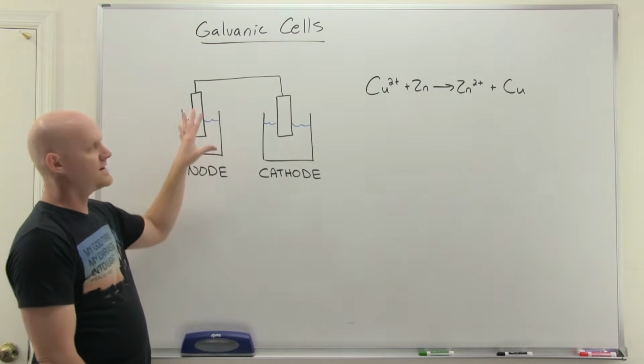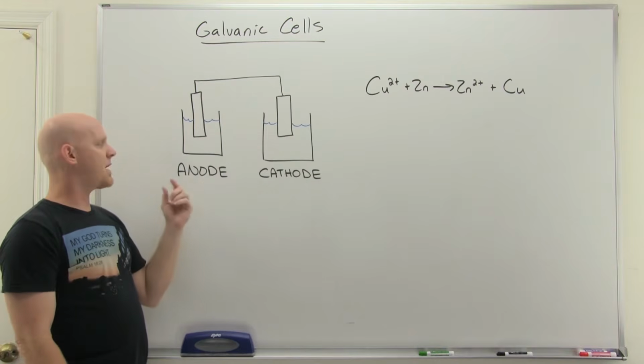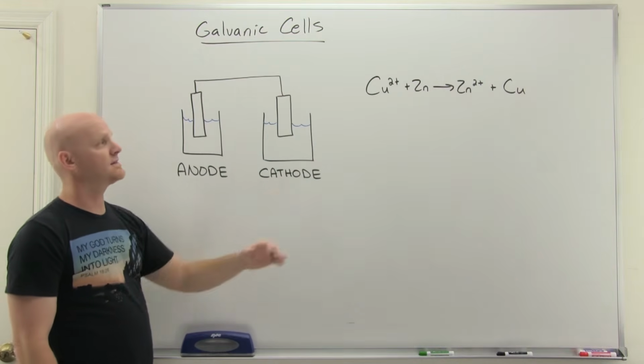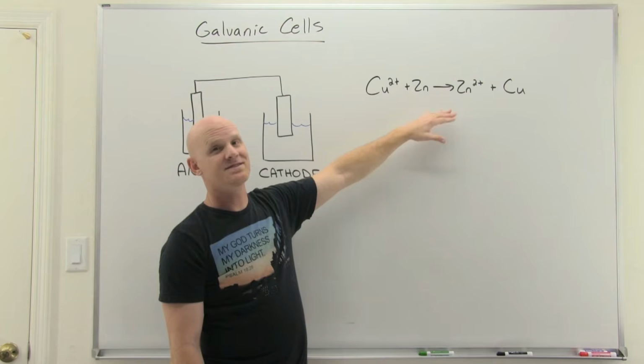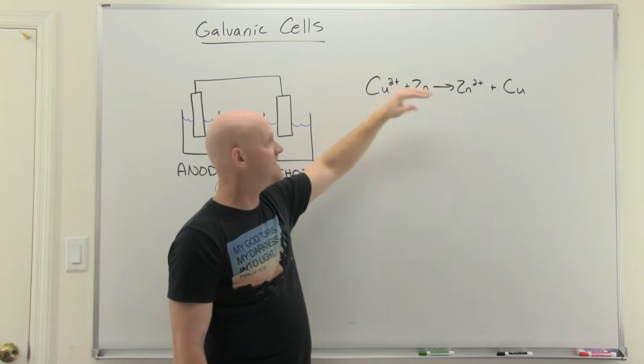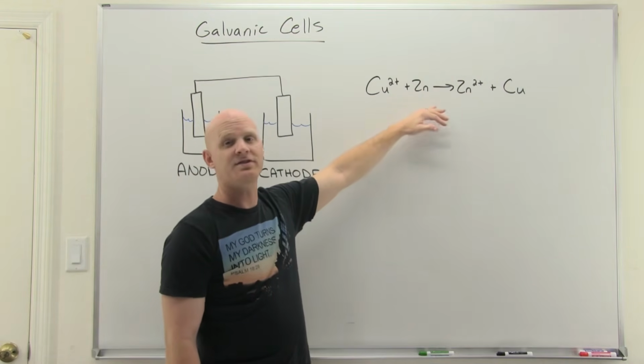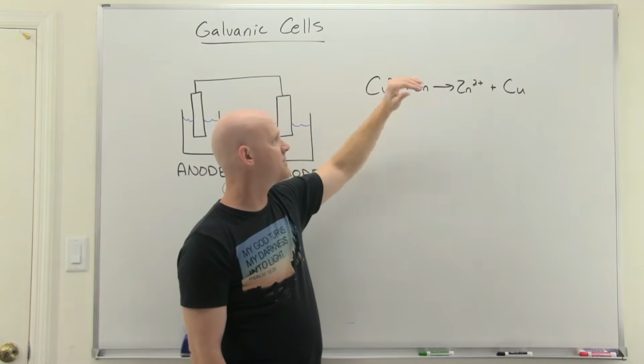All right, so in a typical diagram like this, it's proper to put the anode on the left and the cathode on the right. The reaction we're going to take a look at is this one right here, and I've written it as a spontaneous reaction. You'll just have to take my word for it for now, but we'll figure that out later.